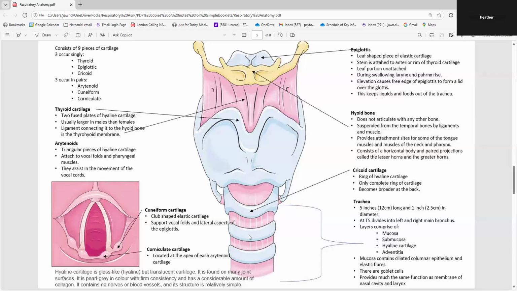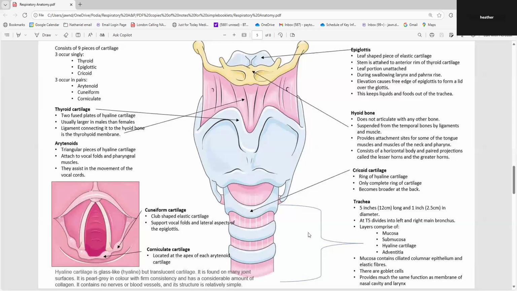Then as we go further down, we've got more cartilage around the trachea. It's about 5 inches long and an inch in diameter. It's got some other important functions. The cartilage is there to make sure that the airway doesn't collapse when the patient breathes in or out or coughs.